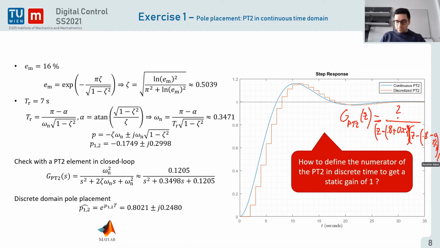Here I'm just placing the poles, and the question is, what should be the denominator? Do you have any idea how we could find the denominator of the PT2 element in the Z domain so that the static gain of this PT2 element, the orange line, is still equal to 1? For that, I've prepared a small poll to see if you have any idea how it could work. Let me open the right poll. Should be this one. Can you see the poll now?